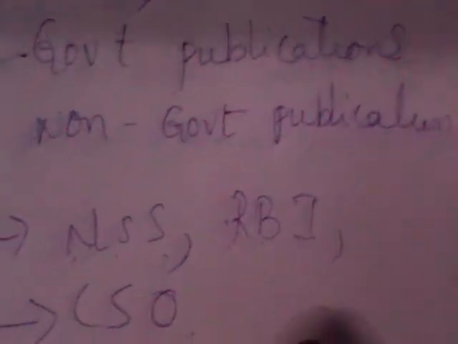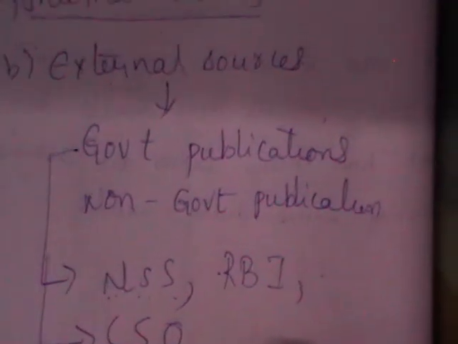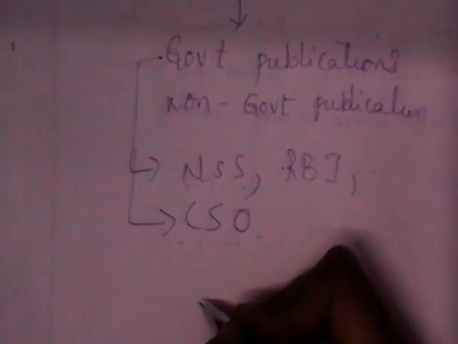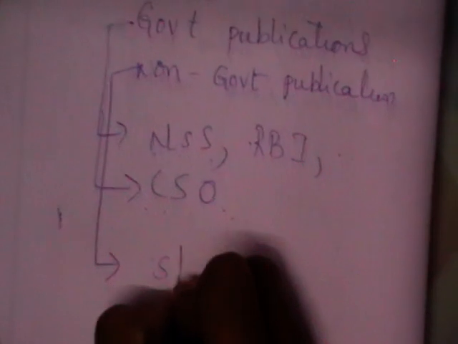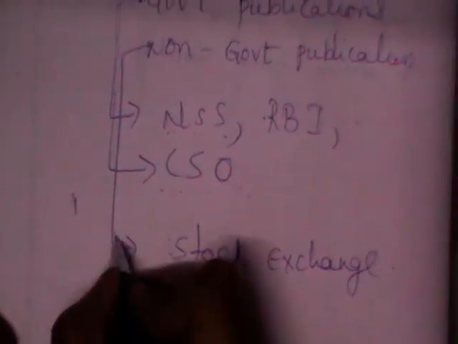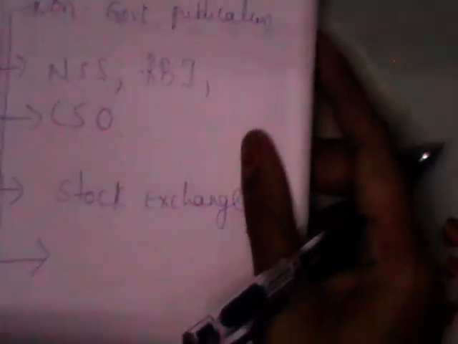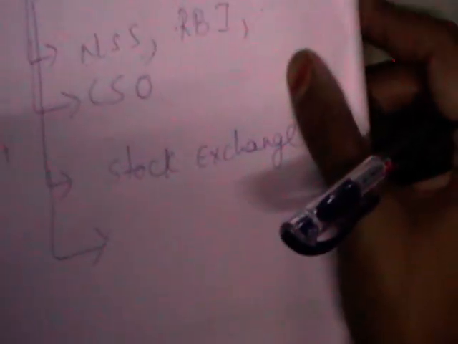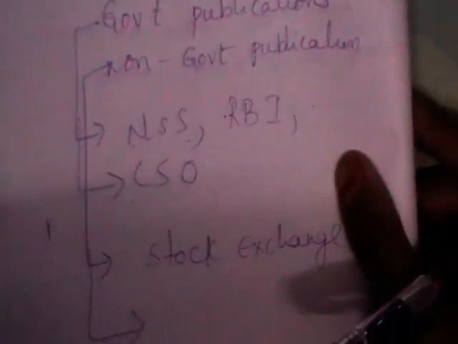The second one is non-government publications. Besides the government organizations, there are a number of private organizations which deal with big data, which come under non-government publications. We see that a huge amount of data is maintained by the stock exchange, which is national level information and others. So secondary data is the data which is already collected, and anybody can make use of such data.